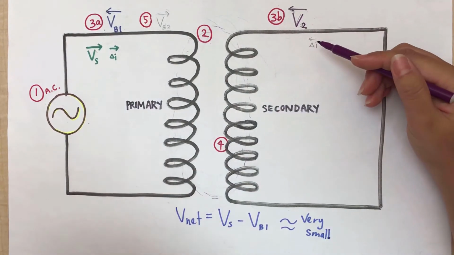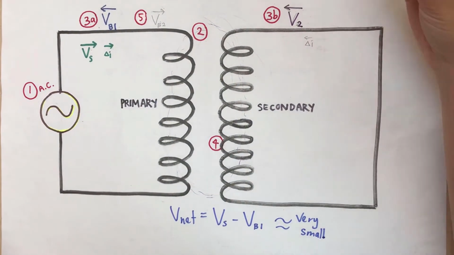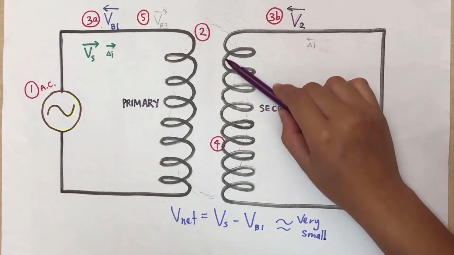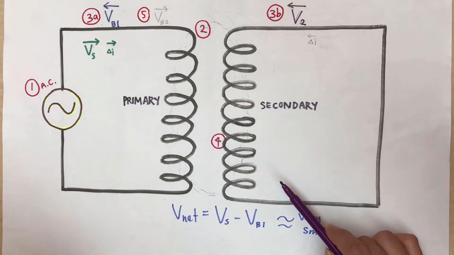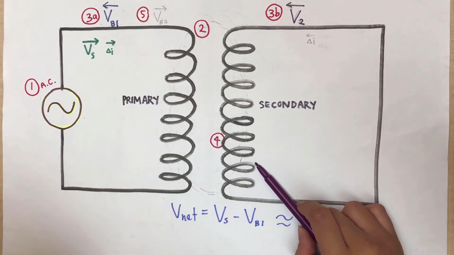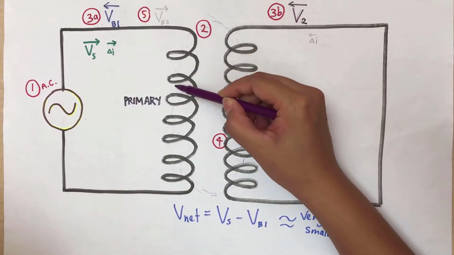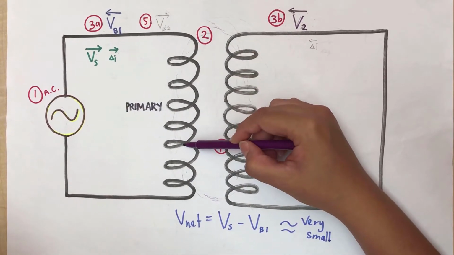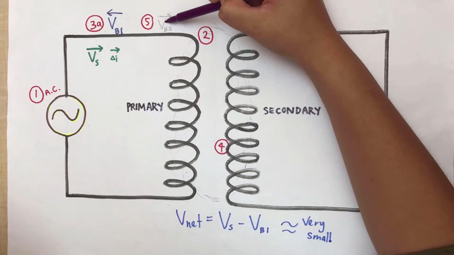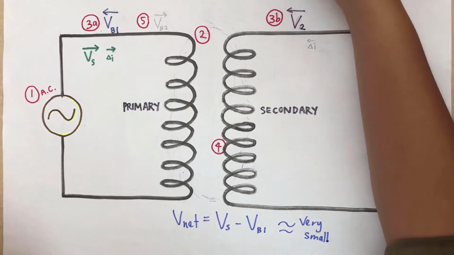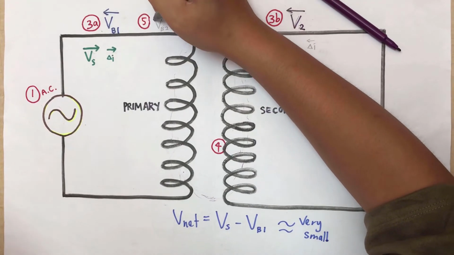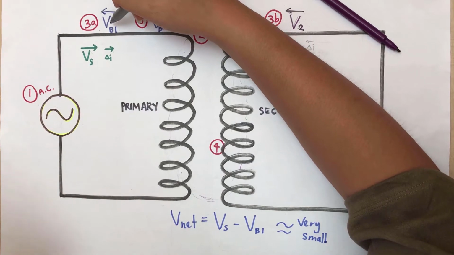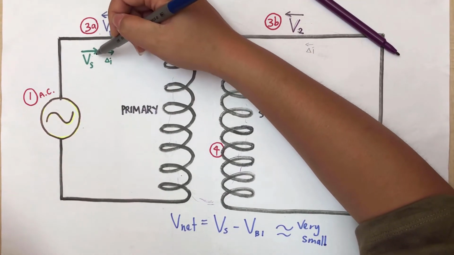Next, the secondary EMF will cause an AC current to flow through the secondary coils. This AC current also produces changing magnetic flux, which links to the primary coil. Hence, it produces another back EMF, VB2, in the primary coil. I'll put it in blue. This back EMF opposes back EMF 1, but it points in the same direction as the supplied voltage.